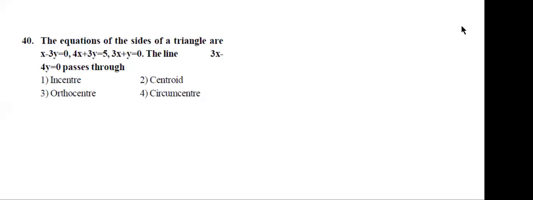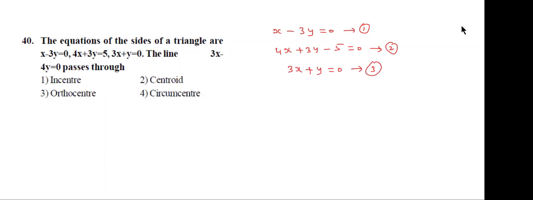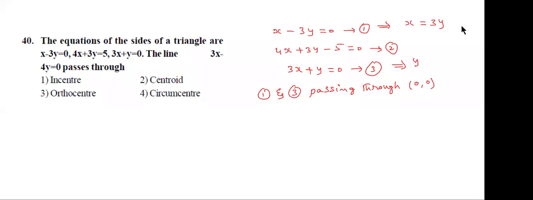Question. The equations of the sides of a triangle: one is x - 3y = 0. This is equation 1. The second one is 4x + 3y - 5 = 0. The third one is 3x + y = 0. Here observe that 1 and 3 pass through the origin. How do we know that? There is no constant term. We can write x = 3y, and we can write y = -3x.